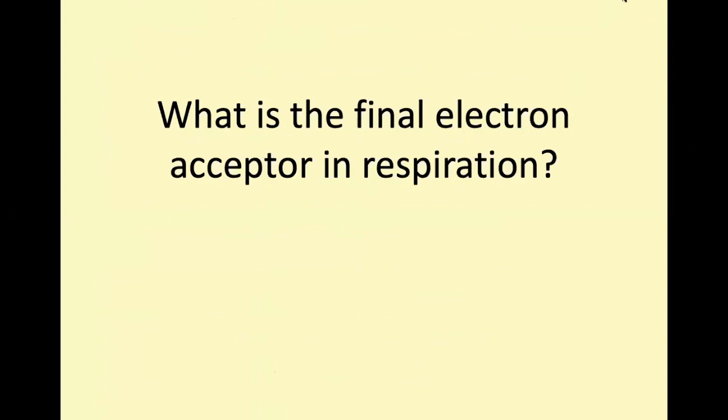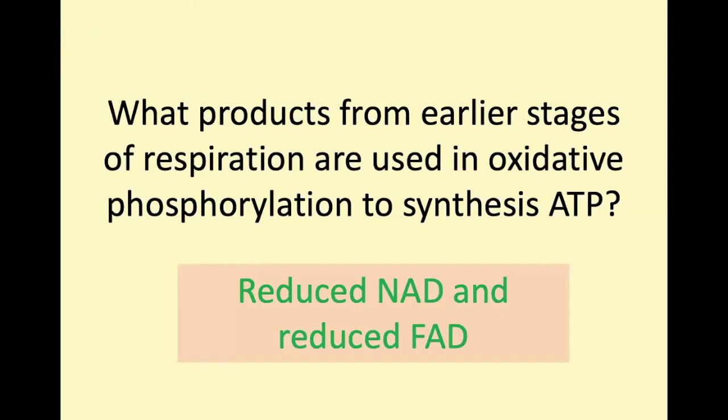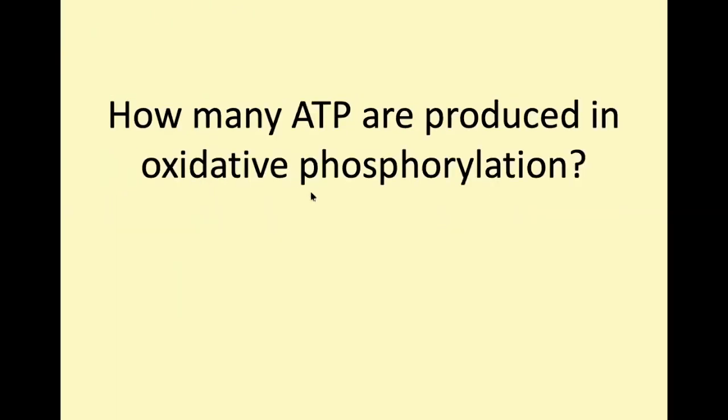Taya, what is the final electron acceptor in respiration? It is indeed oxygen. Well done. Samra, what are the products from the earlier stage of respiration that are used in oxidative phosphorylation to synthesize ATP? Excellent answer. How many ATP are produced in oxidative phosphorylation? So what does it mean, oxidative phosphorylation? What part of the whole shebang is that?